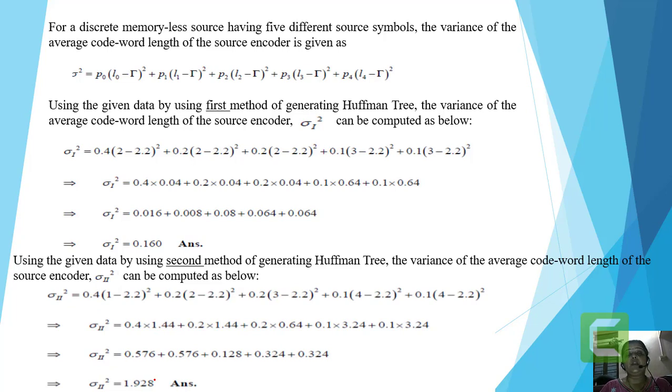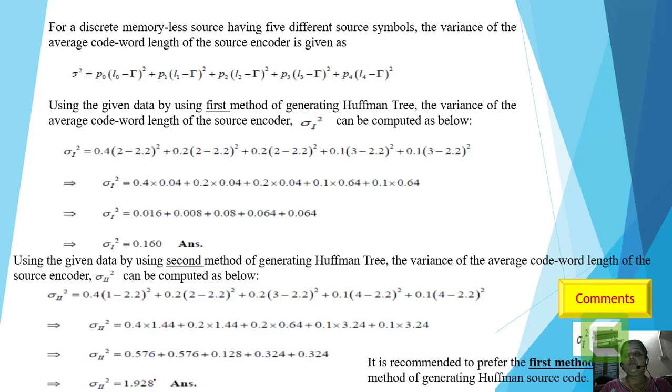So the final comment for choosing the type of coding is that from these two calculations we can see that sigma square 1 is less than sigma square 2. We have to choose the encoding method which has the lower variance value. So we have to prefer the first method of encoding over the second method of Huffman code encoding.